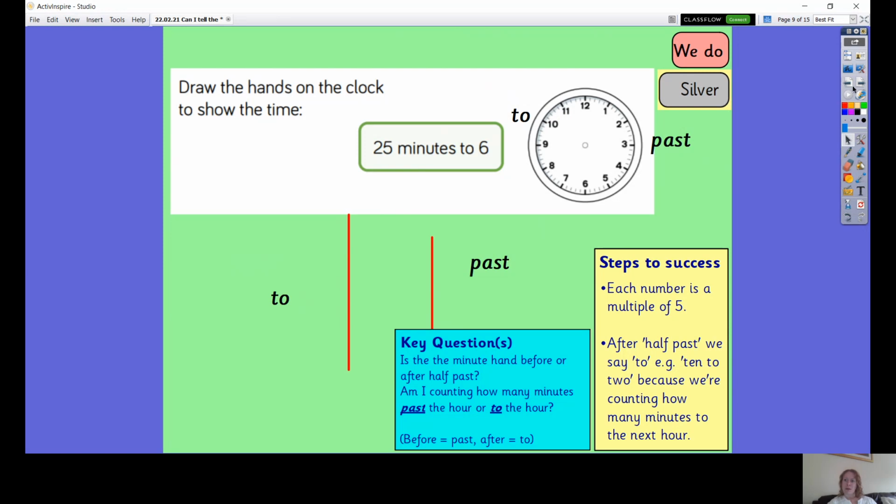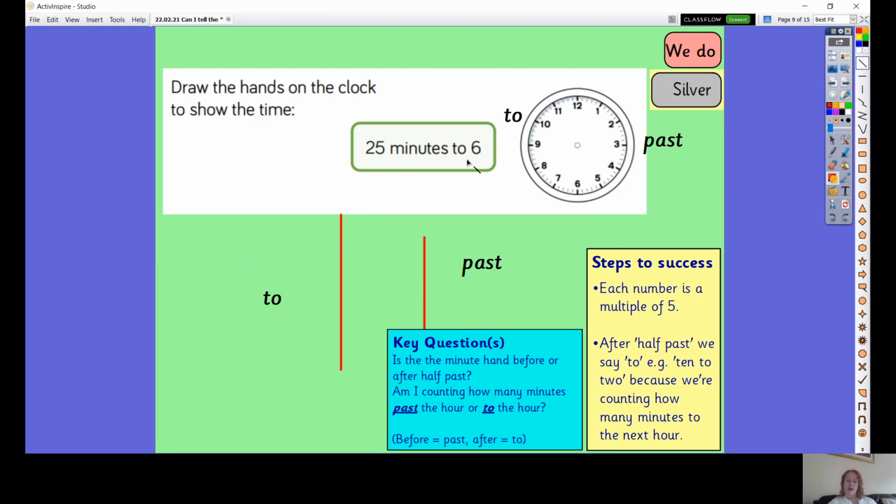Okay, so the first thing I'm going to do is I'm going to look at the hour. Okay, so it's 25 minutes to 6. So it's going to be coming up to 6 o'clock. So my short hand is going to be pointing somewhere near here. Okay, it's 25 minutes until it gets to 6 o'clock. So it's not going to be on the 6 yet because it hasn't got to 6 o'clock yet. In fact, 25 minutes to 6 is kind of halfway between almost. So my short hand is going to be on its way to 6 o'clock, but not actually there yet.